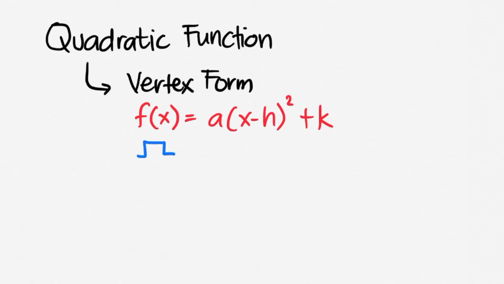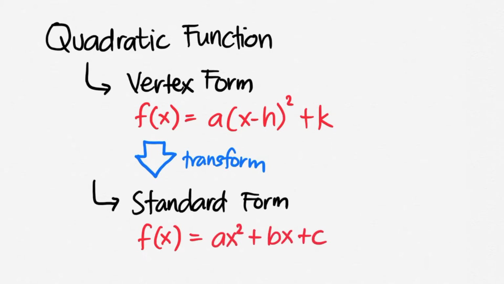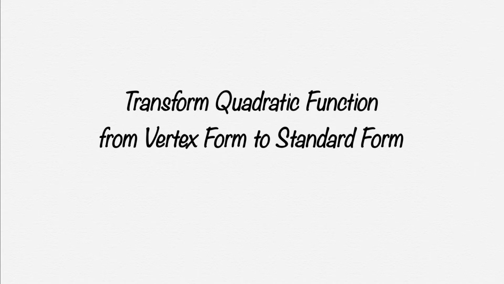It can be transformed to standard form, which is expressed as function of x equals ax squared plus bx plus c. Let's discuss some examples on how to transform from vertex form to standard form. Example 1. Function of x equals negative times x minus 3 squared plus 9.